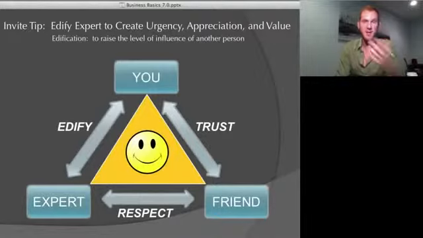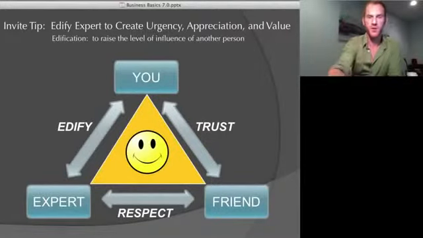Okay, so I'll pull the trust card, the T card. I'll pull that because really, I'm not going to invite my friends to anything that isn't awesome. I would never invite my friend or family member to something that I didn't believe in. I'm sure that if you're watching this, you're the exact same way. So now, because you have trust between yourself and your friend, you're going to edify the expert.